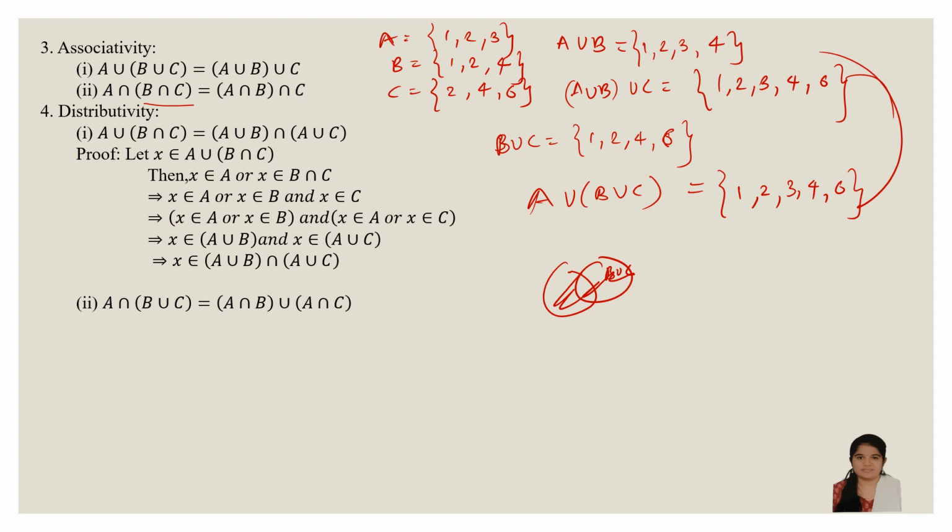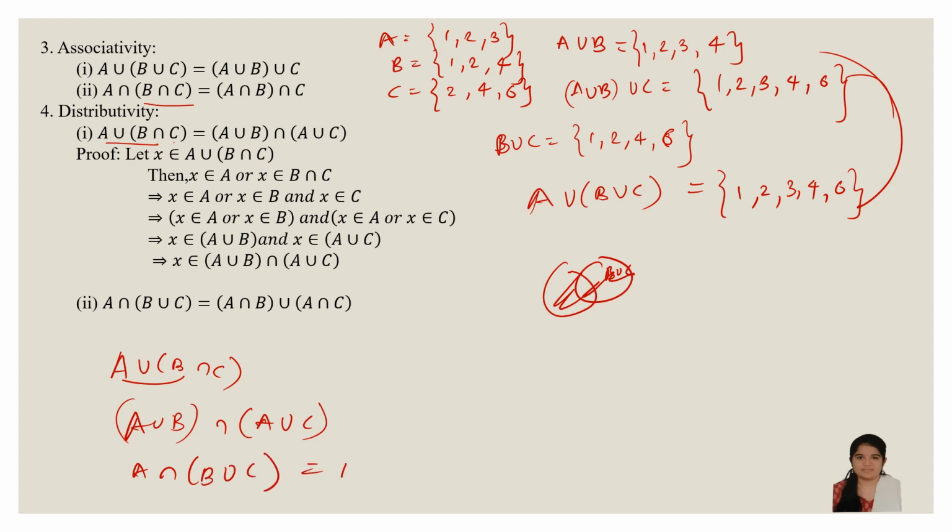Next property is distributivity, or you can say distributive law. Abhi dekho, what is the difference? Union and intersection. A union B intersection C is equal to A union B intersection A union C. So you can distribute it. A union B intersection A union C, ऐसे सेपरेट आउट लिख सकते हो. सिमिलरली अगर A intersection B union C होगा, so you can express it as A intersection B union A intersection C. And does this hold? Obviously yes. How, in mathematical terms?